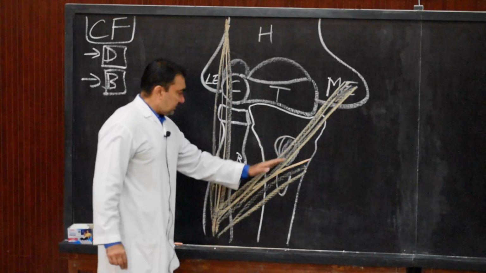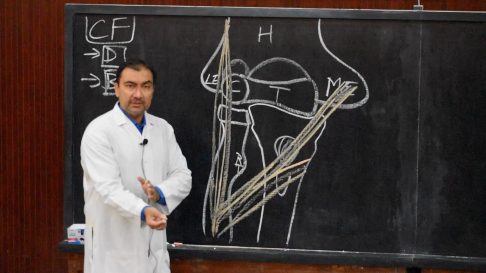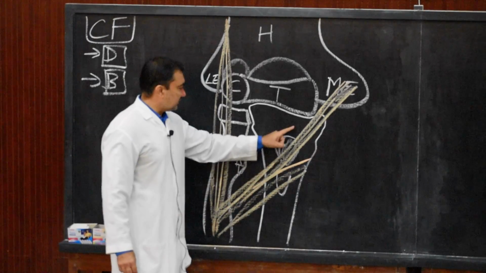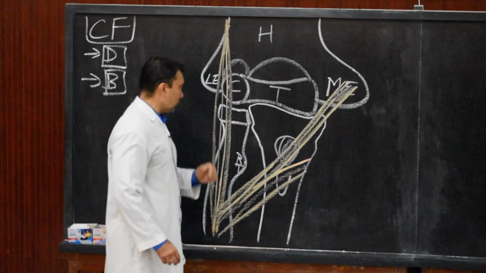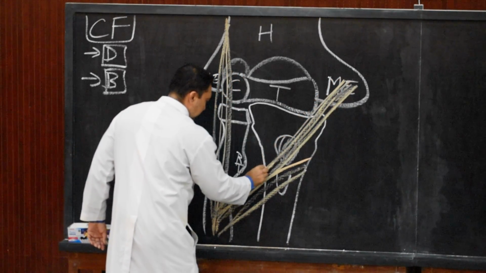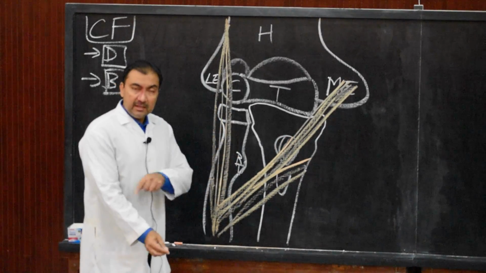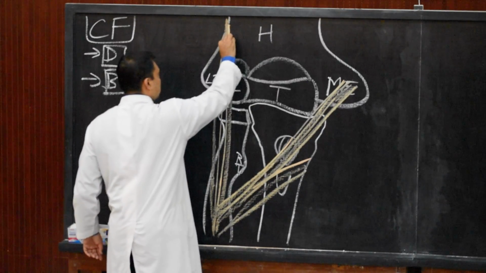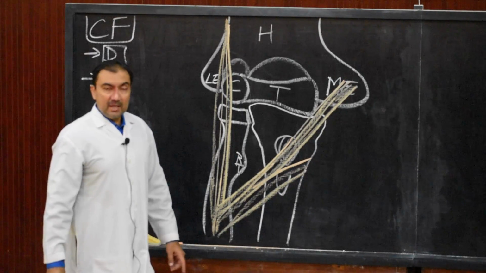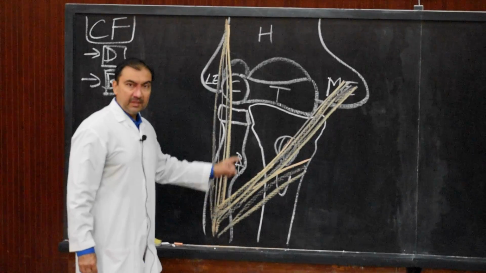Therefore, this is the pronator teres muscle, and once again I'll repeat, the medial border of the cubital fossa will be formed by the lateral border of pronator teres muscle. This is the lateral border of pronator teres muscle, and laterally the medial border of brachioradialis muscle. Apex is formed by the merging of brachioradialis and pronator teres. This is the apex.